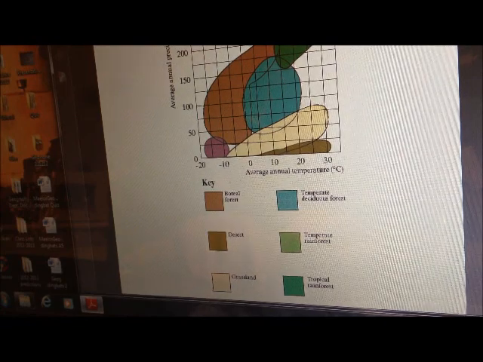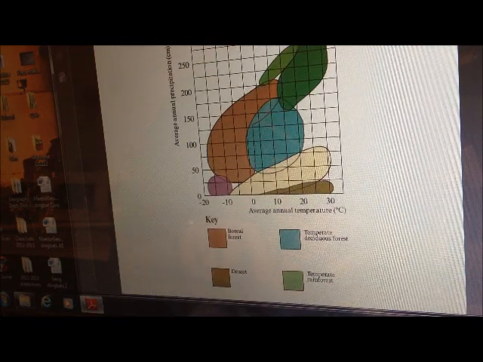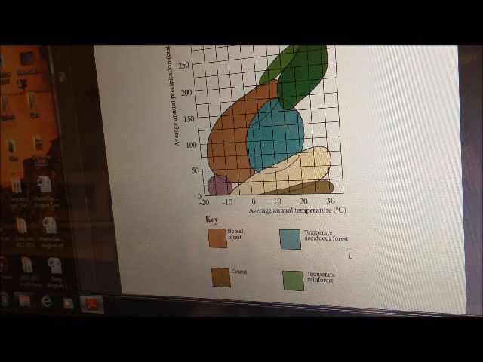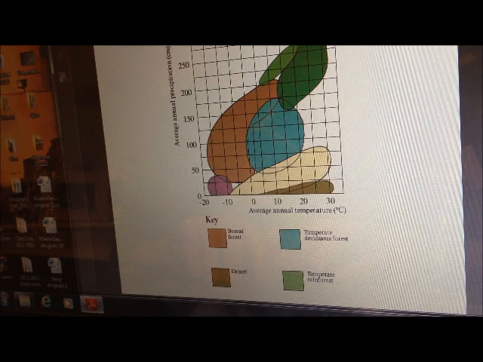This is question 1a from the January 2012 paper. Not the best of graphs to have really, but what it's showing you is precipitation and temperature characteristics of major biomes. And the question is saying, using figure 1 to compare the precipitation and the temperature characteristics of the tropical rainforest and the grassland biome.